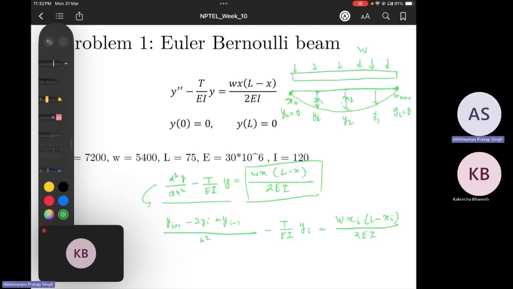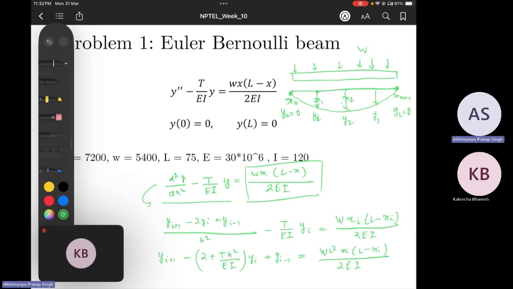Now we can take that, multiply all of this with h squared, and we get y(i+1) minus 2 plus T h squared upon EI times yi plus y(i-1) is equal to w h squared xi (L minus xi) upon 2EI. Yeah, so this basically becomes our equation.